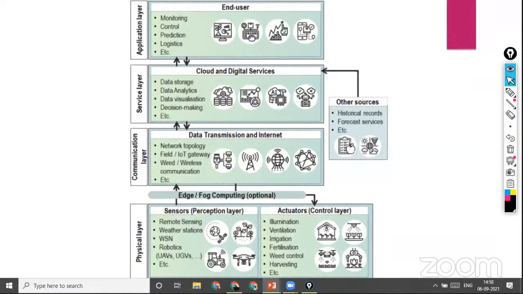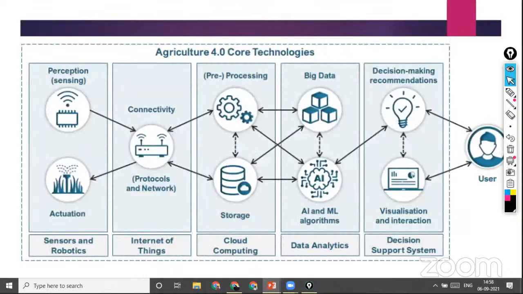And these give insights to the end users, which are the stakeholders, like farmers and all. So the application layer will be giving all these reports, maybe on a mobile phone or in a website environment. We can also have some other external sources fed into this service layer. The service layer can be on a server, or it can be in the cloud also. With that, we are slowly moving to the data analytics part.